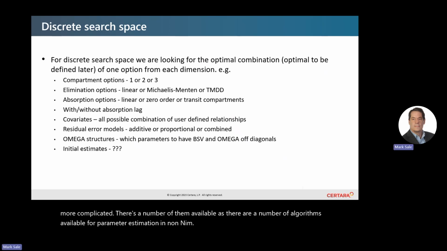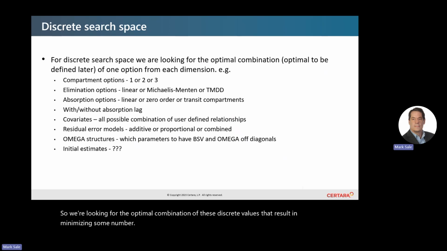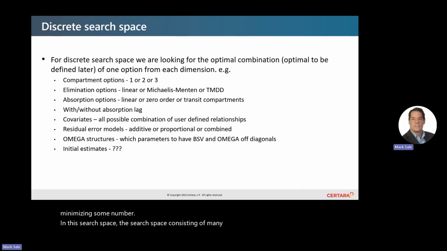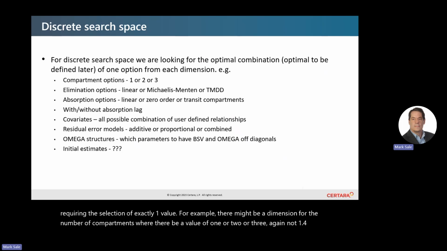So we're looking for the optimal combination of these discrete values that result in minimizing some number. In this search space, a search space consisting of many dimensions, each dimension requires the selection of exactly one value. For example, there might be a dimension for the number of compartments, where there'd be a value of 1 or 2 or 3. Again, not 1.43, but discrete categorical values.